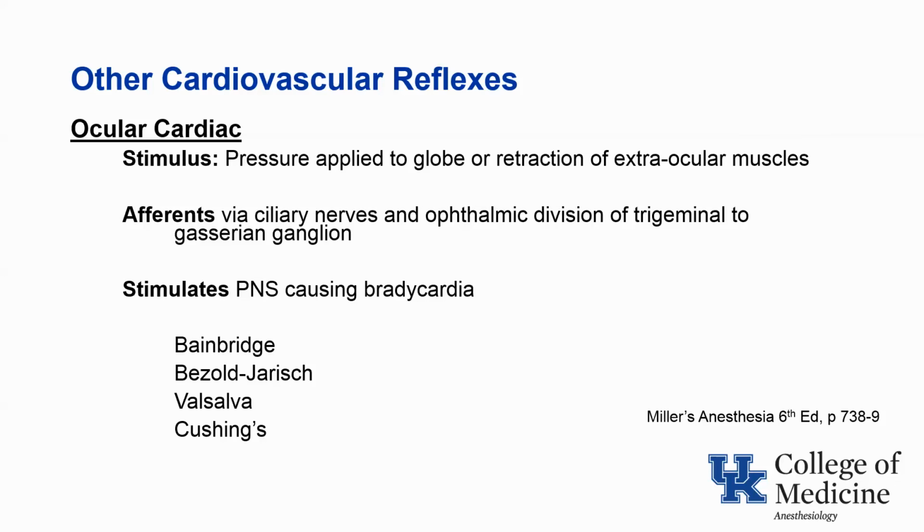The oculocardiac reflex: the stimulus is pressure applied to the globe or retraction of the extraocular muscles. The afferents go via the ciliary nerves and the ophthalmic division of the trigeminal to the Gasserian ganglion, where it stimulates the parasympathetic nervous system, causing bradycardia. It may also influence the Bainbridge, Bezold-Jarisch, Valsalva, and Cushing reflexes.